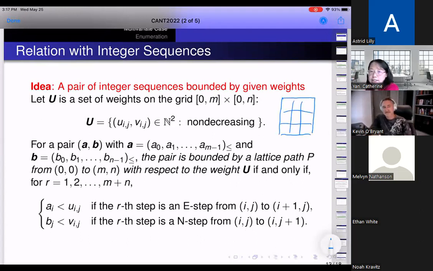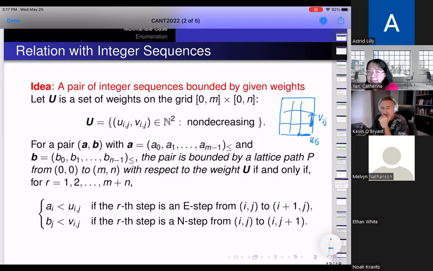And you think of this as a graph. On the grid, every edge will have a weight. Typically, we'll say horizontal edges have the weight u_ij, and any vertical edge has the weight v_ij, where ij is the starting point of that edge. So here we have a weighted grid.